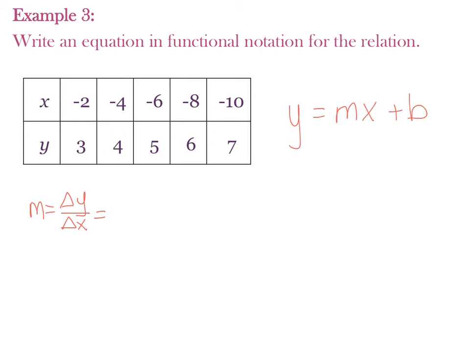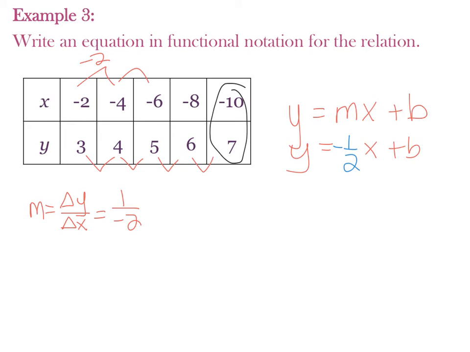Okay, example 3, so change of y is adding 1 each time, change of x getting smaller by subtracting 2. So it looks like we have a slope of negative 1/2. So I'm going to go ahead and plug that in for m. And then I'm going to figure out, is there anything else we need to do? So we're going to go ahead and pick one of these ordered pairs. I'll pick the last one this time, so I'll use negative 10, 7.